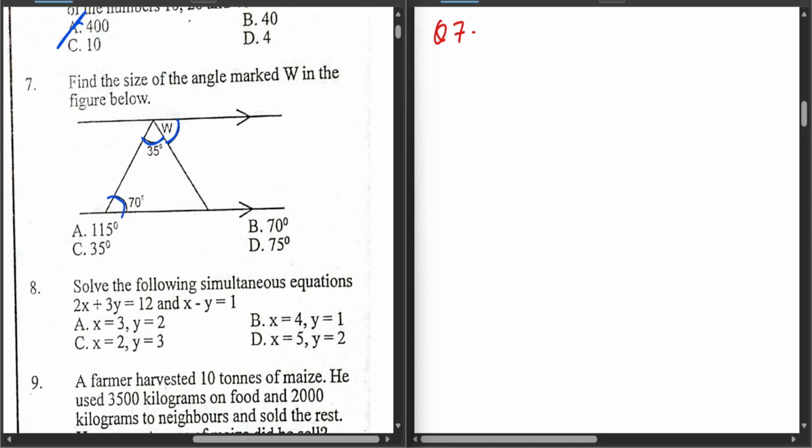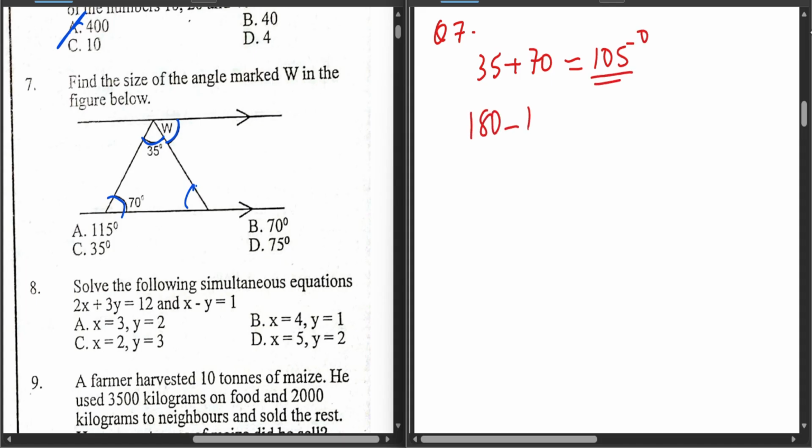So again, what do you do? Let's find out for this angle. How do you find out for this angle? Obviously, angles in a triangle add up to 180. So let's take 35 plus 70. It gives you 105. Then subtract it from 180. 180 minus 105 is going to give you 75. So your 75 degrees is this angle right here.